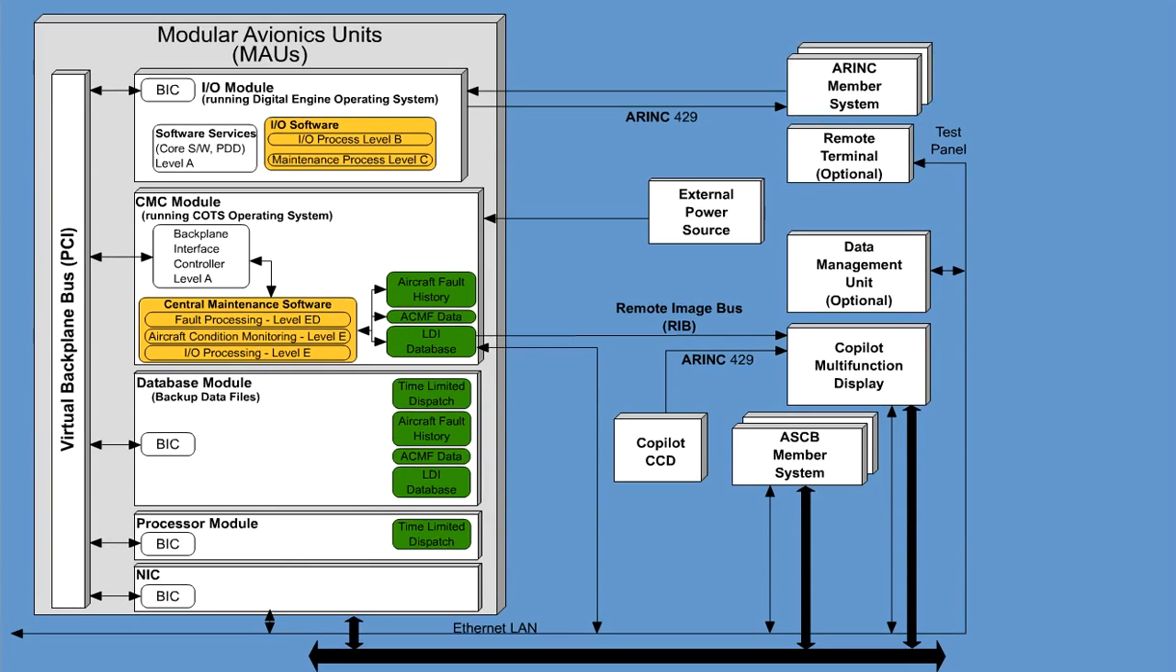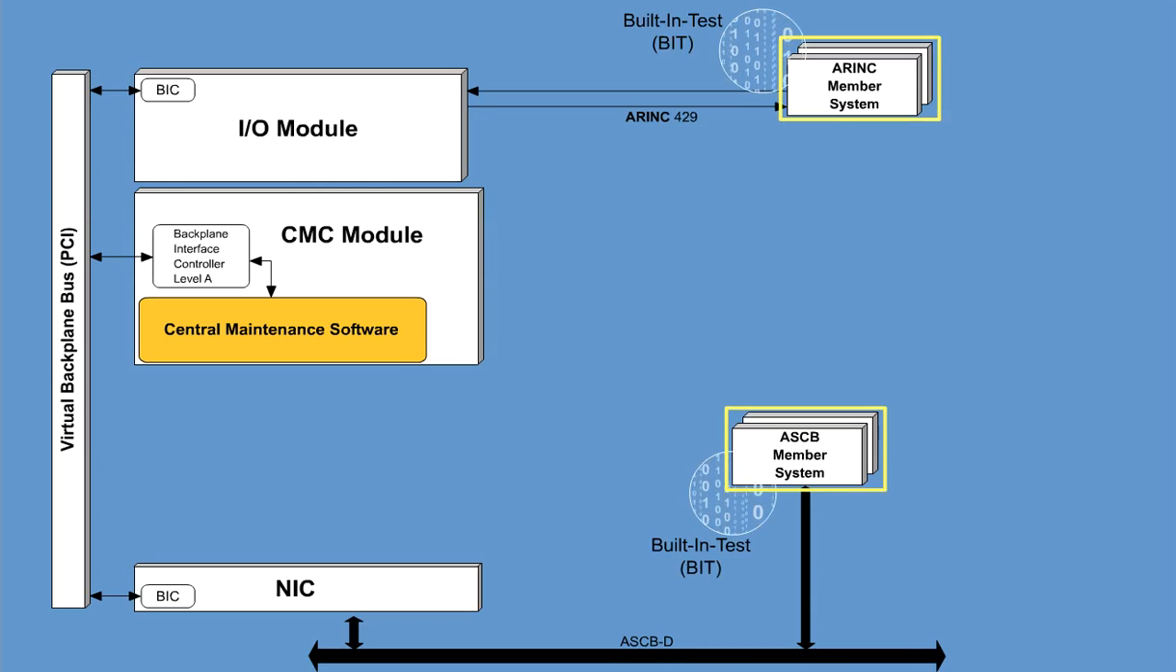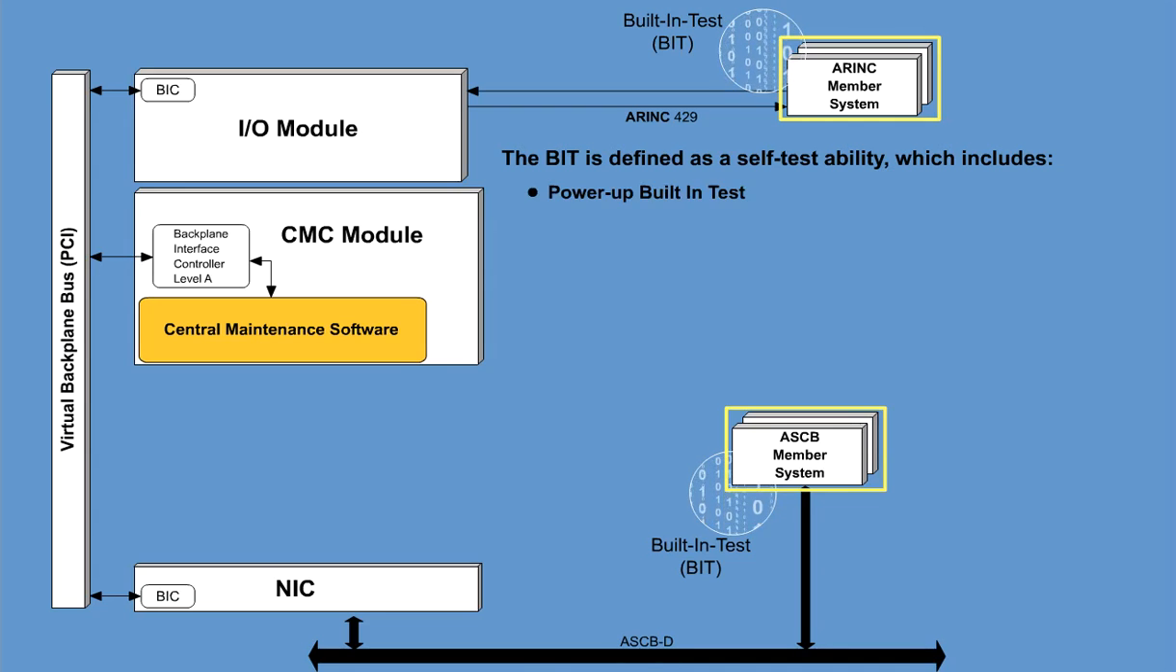Systems built-in test. Fault reports are generated by the member systems from their internal built-in tests, BIT. Each member system performs a built-in test to monitor the health of the system it is responsible for. The built-in test is defined as a self-test ability, which includes power-up built-in test. This test is run whenever power is applied to a system.